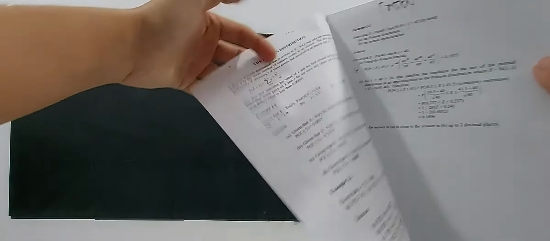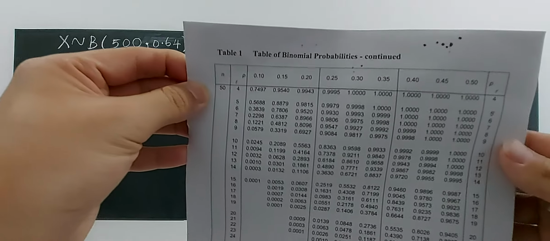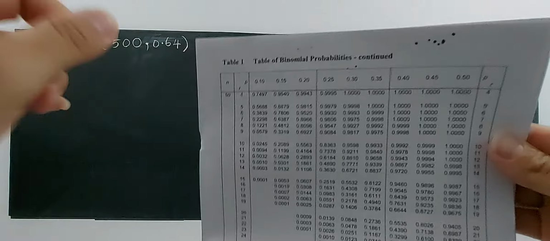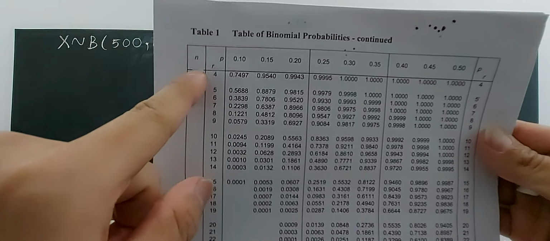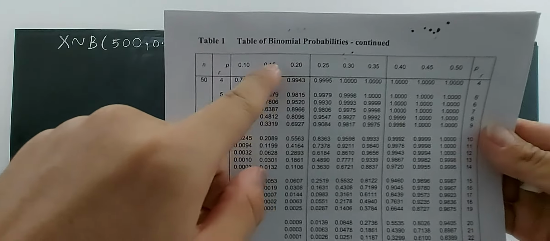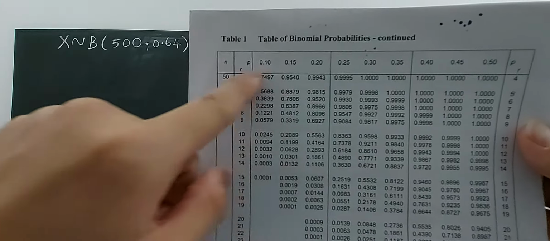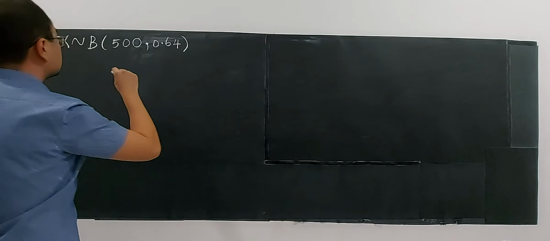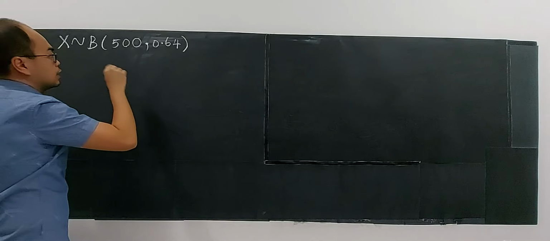So if we insist we want to use the statistical table, we need to do something. Here 50, and n of 500 is not even in the table at all. So what happens if you still want to use the statistical table? We can do approximation. So how is it? The condition is to do approximation.